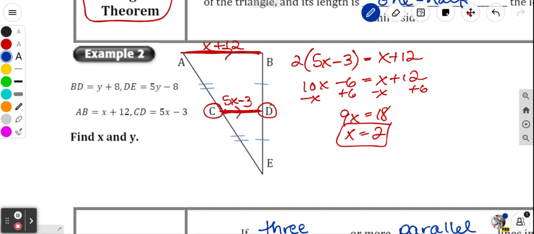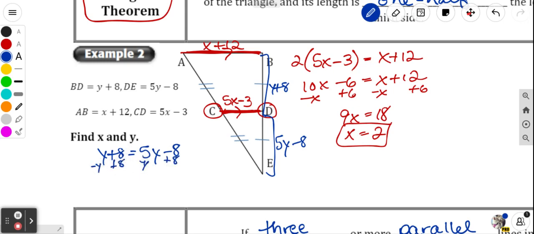Let's take a look at what we would do for y. So we're given that this one is y plus 8. This one is 5y minus 8. So those are just equal to each other. That one's pretty simple. So you would just do y plus 8 equals 5y minus 8. So I would add 8 to both sides, subtract y. So we're going to have 16 equals 4y. So y is 4. So that's the midsegment theorem. If you have a midsegment, it's 1/2 the length of the side that it's parallel to.